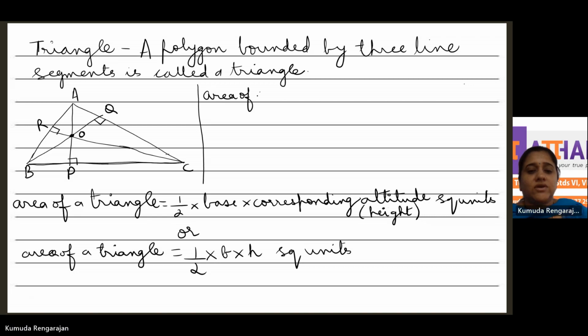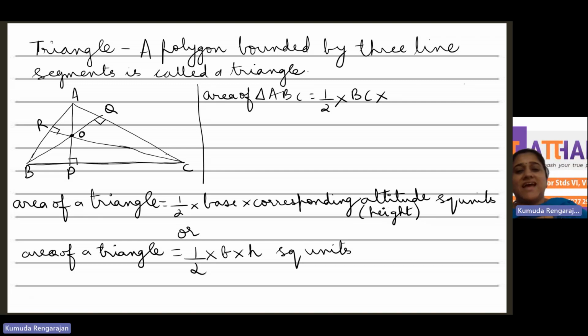Area of triangle ABC, with respect to this figure, is equal to half into what? Base is what? If I take BC as the base, which is the altitude? AP is the altitude. If you take BC as the base, AP is the altitude. Why is AP the altitude? Because AP is landing on BC and it's making 90 degrees with BC. Square units. All right.